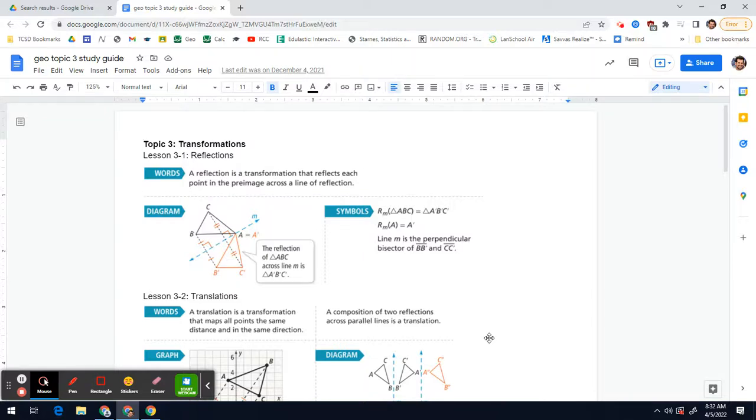All right, geometry, OST review, topic 3 on transformations. Again, the state test loves transformations. They do. They'll ask several questions about them. So in topic 3, we learned 3 transformations. The first one were reflections.